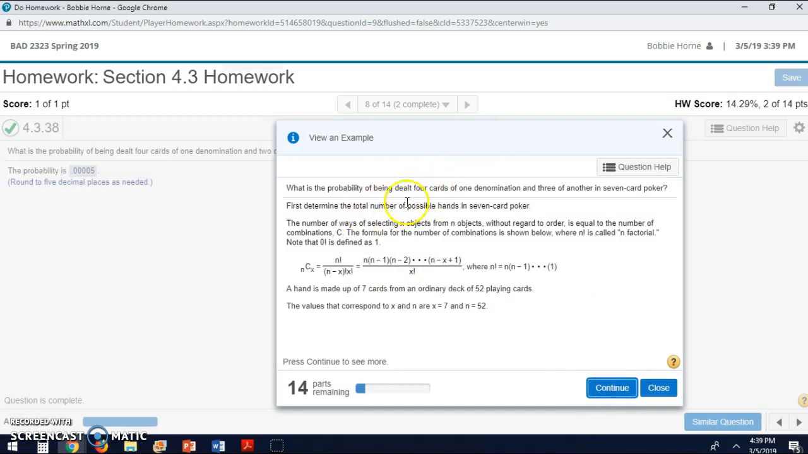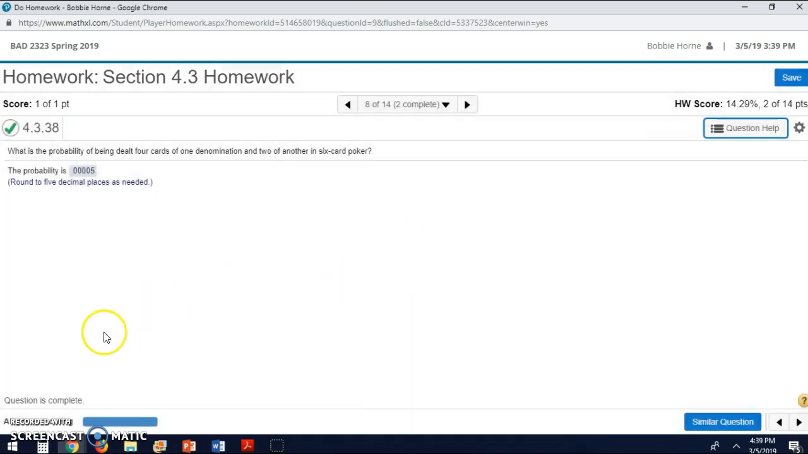Now in this example, if you want to try to work it after watching mine, this one was 4 cards of one denomination and 3 cards of another, and then we're using 7-card poker instead of 6-card poker. So you could try to work this one along with the example, and that could help you work this problem, but you will not have one this complicated on any test.